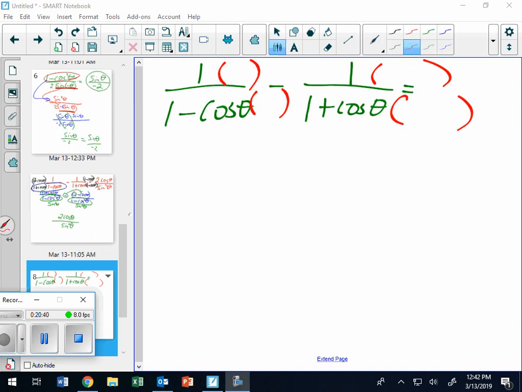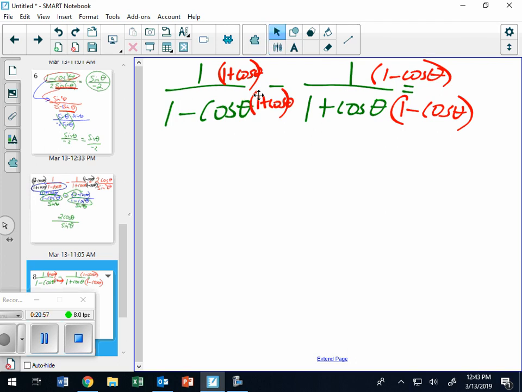Okay. 1 plus cosine is the conjugate of 1 minus cosine. And 1 minus cosine is the conjugate of 1 plus cosine. Now you can't just leave it like that. You got to multiply it all the way out, and then they have a common denominator now, so put it all together into one big fraction. A lot of stuff simplifies.